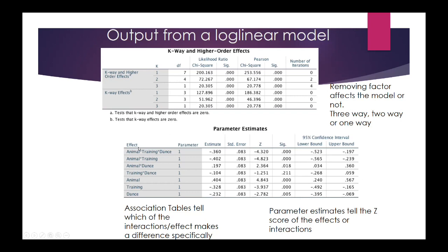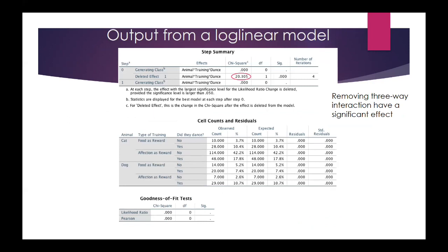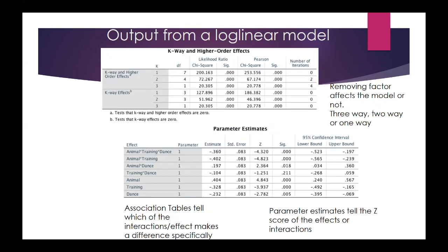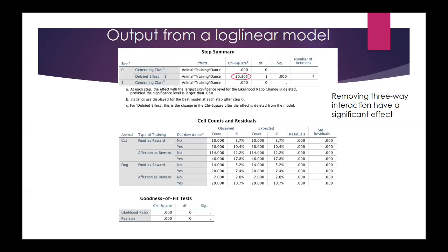This is again just telling us what is going to be used in our final model. So all of this stuff is important, but it's more of just information for you to understand what your data is looking like. But what we're really concerned with is these individual statistics. So our first is our step summary. Again, since we saw on the last slide that the animal by training by dance was most significant, that's what was thrown in the model. And what it does is then it removes each one of these interactions one by one until we have a significant effect. However, we do have a significant effect with all 3, so none were removed.